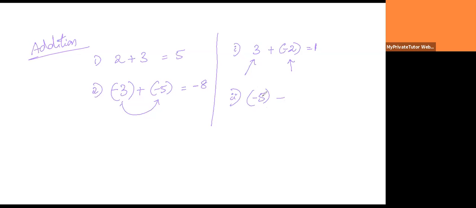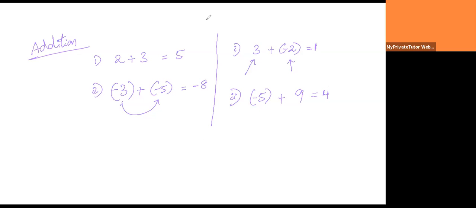Okay, let me take a different number here. Minus 5 plus 9. You can see that minus 5 is a negative number, 9 is a positive number. So we have to subtract, obviously, right? So 9 minus 5, which is 4. So this is about the addition.